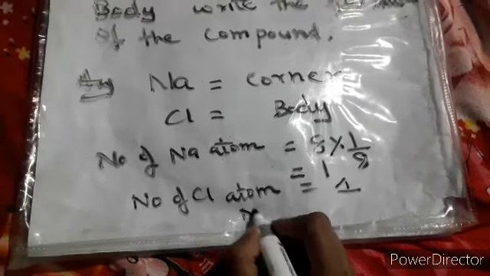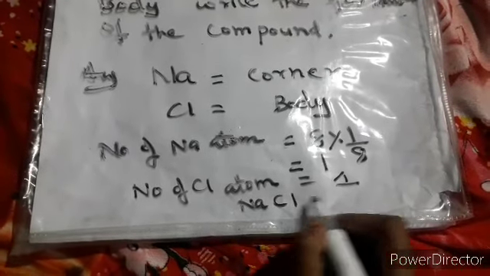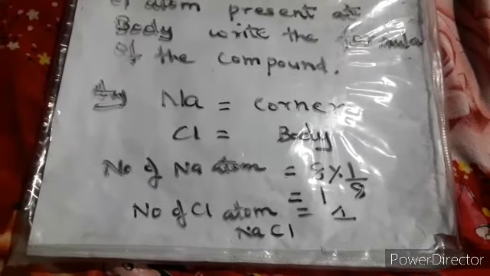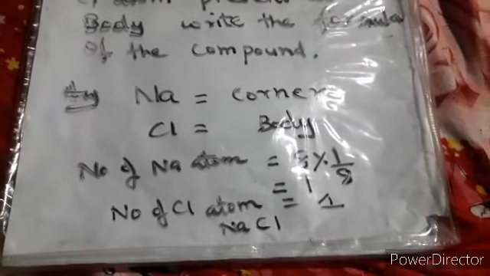So what will be the formula? Na, how many atoms are there? 1. Cl, how many atoms are there? 1. So NaCl will be the formula you get. Instead of writing NaCl directly, please show the steps also, so that you can get good marks.